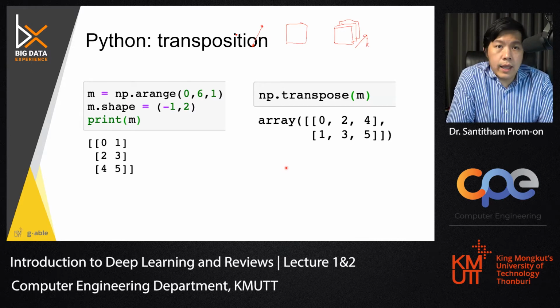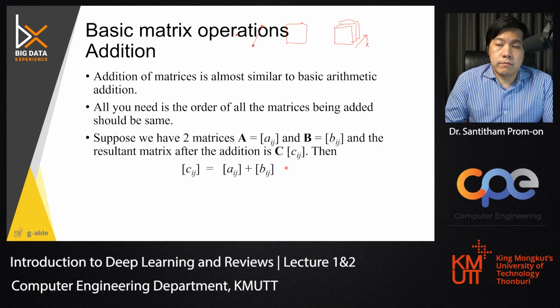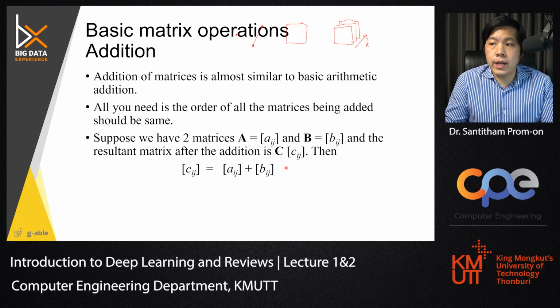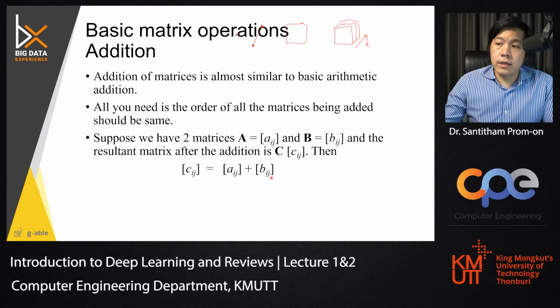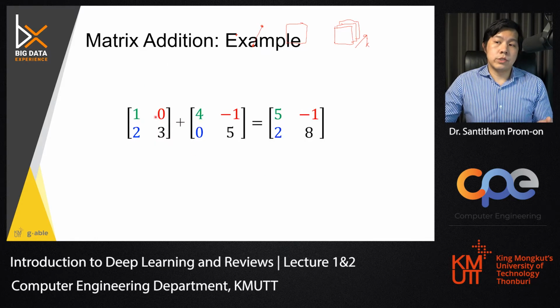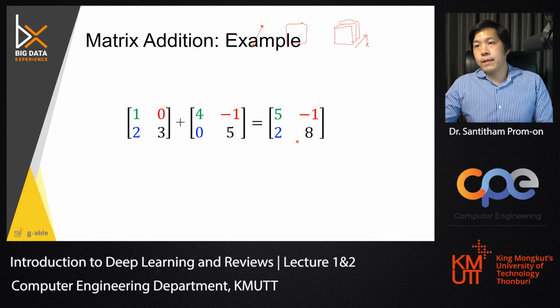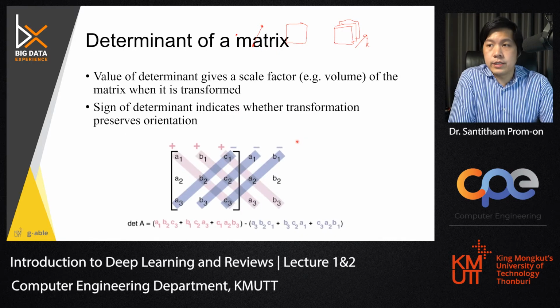Okay, let's take a look at the matrix operation as a review. If you have matrices with the same orders, you can add them together to perform matrix addition. In matrix addition, you are actually performing element by element addition. So if you have a matrix like this, 1, 2, 0, 3, and 4, 0, minus 1, 5, adding them together, you get 5, 2, minus 1, and 8. Okay, that's the matrix addition.